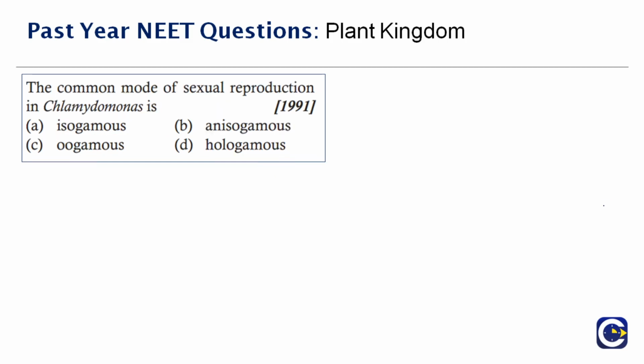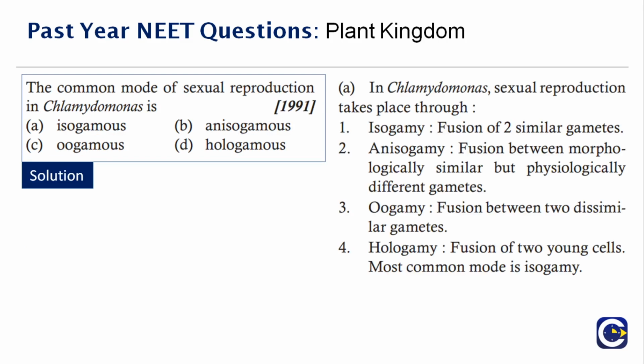Fine. Next question. The common mode of sexual reproduction in Chlamydomonas. This question was asked in the year 1991. I think we all can make a guess now. The correct answer is isogamous. We already discussed earlier what iso and aniso are. Iso, we know, is fusion of two similar gametes. Aniso is fusion between morphologically similar but physiologically different gametes. Oogamy, they'll be dissimilar in all aspects.